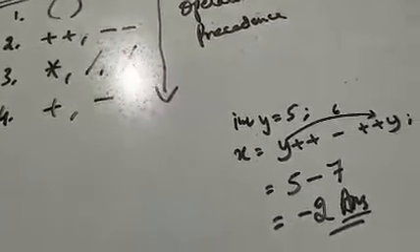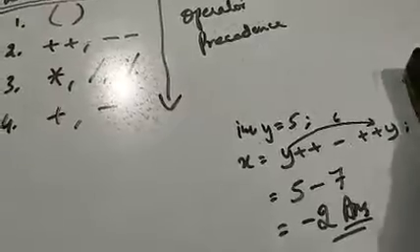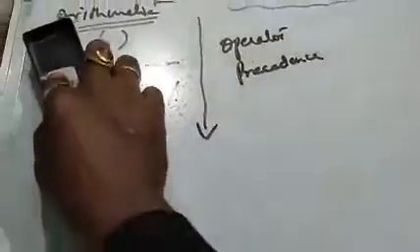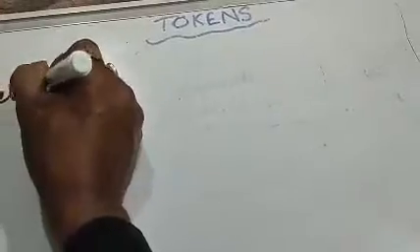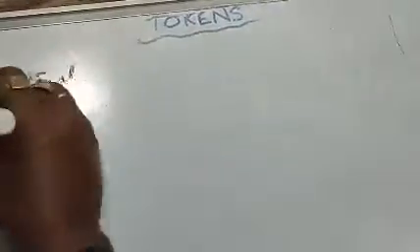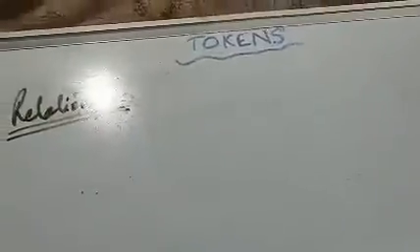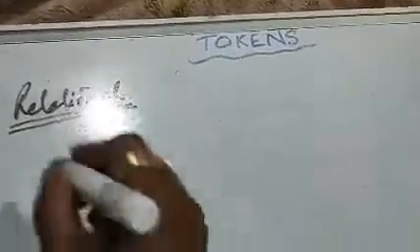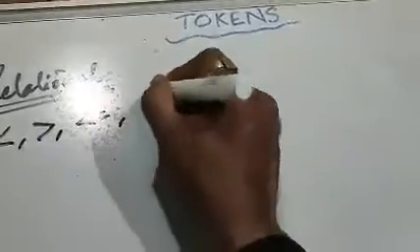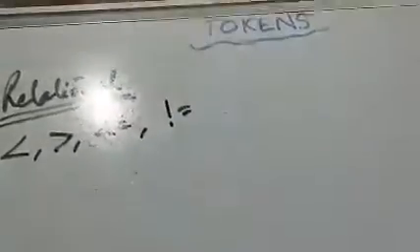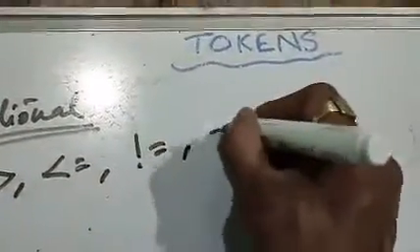Then we move on to the next one, which is the conditional operator. In the conditional operator, the first operator to be used is the relational operator. In a relational operator, we have less than, greater than, less than or equal to. This is not equal to. See how in Java not equal to is written. Then how do we check equal to?